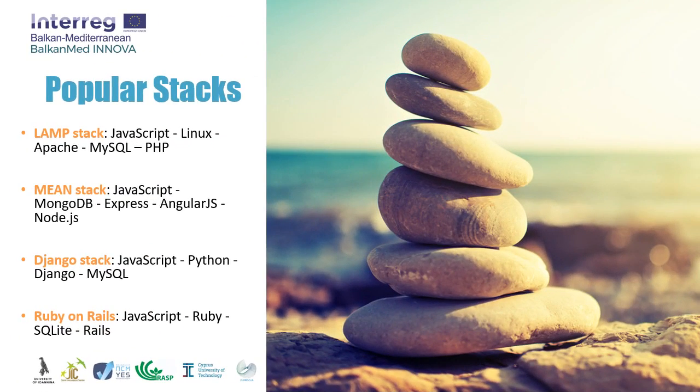There are four popular stacks for web development. The most widely used is the LAMP, which is based on JavaScript as the front-end scripting language, Linux operating system, Apache web server, MySQL database and PHP as the server-side language. Another rising stack is MEAN, which is based on JavaScript on both front and back end and includes JavaScript, MongoDB, Express Framework, AngularJS and Node.js. Finally, two stacks worth mentioning are the Django Stack and the Ruby on Rails Stack.